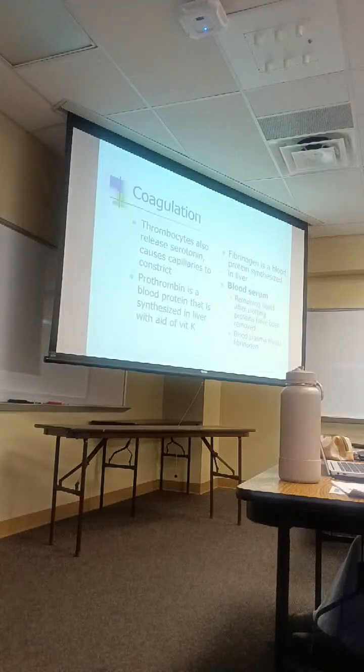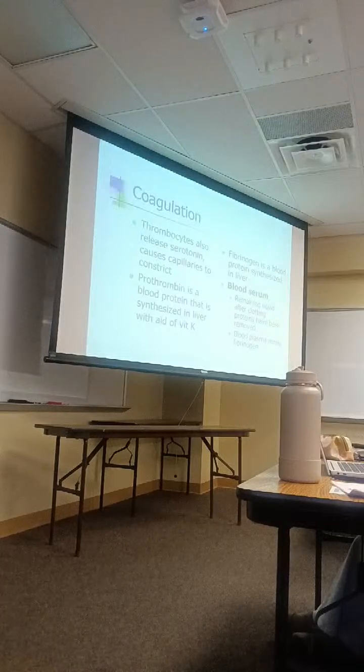Now, as mentioned, prothrombin is a blood protein that is synthesized by the liver. So this is one of those proteins we would be missing if we started having liver failure. That's why one of the early symptoms of liver failure is problems with your blood clotting, because we're not able to make fibrinogen, we're not able to make prothrombin, so we can't clot properly.